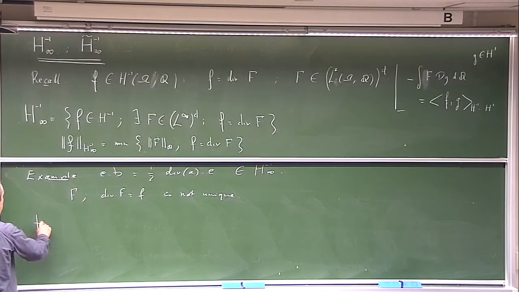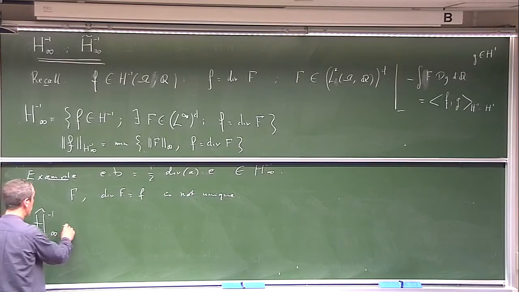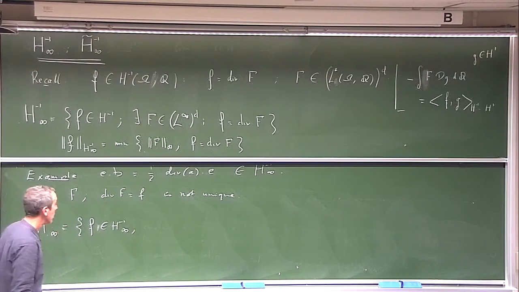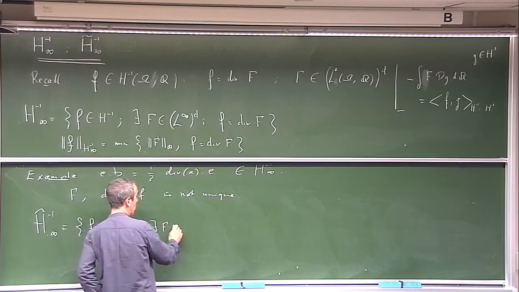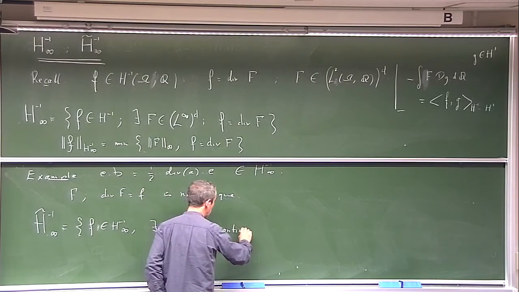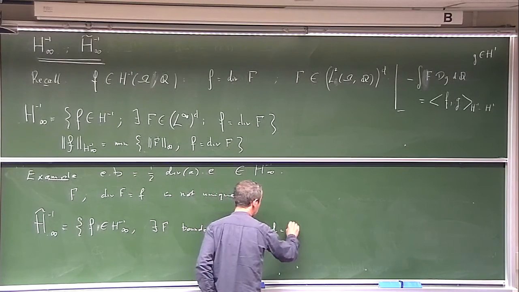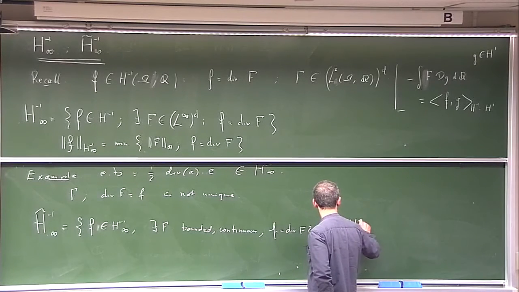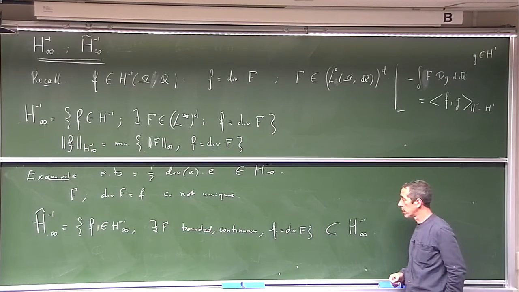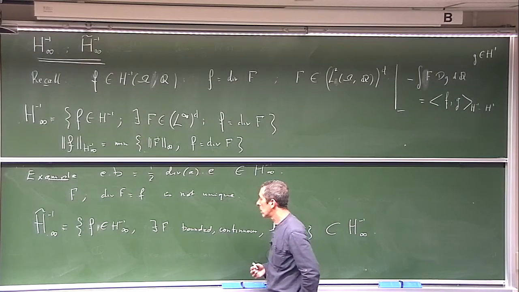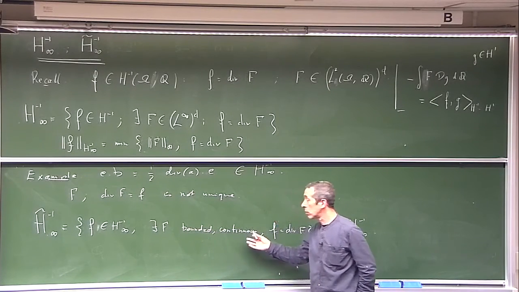And the one with the tilde is the same thing, except that we require some smoothness. So now it will be this set of f's which are in H minus 1, actually in H minus 1 infinity, for which you can find a big F which is bounded, but in fact continuous, such that small f equals the divergence of big F. So H tilde minus 1 infinity will be a subspace of H minus 1 infinity, a closed subspace. In H minus 1 infinity, it is generated by, for diffusions in random environments, functions, big F's, which are local functions.